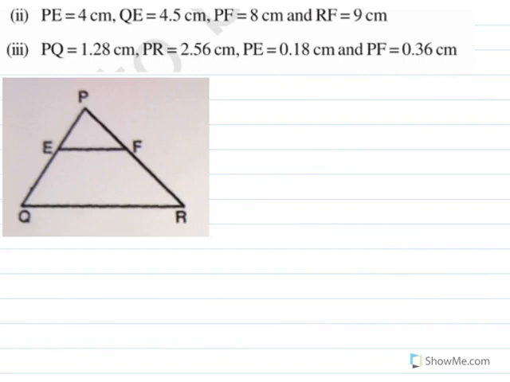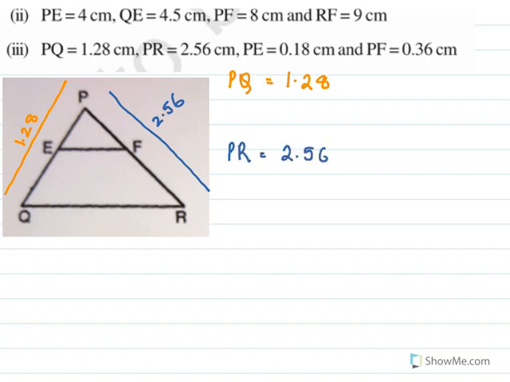PQ is 1.28. So just write here, PQ is 1.28. Now remember, they have given us the entire length is 1.28. PR is 2.56. So I'll just write this. This is the full PR is 2.56. So right here PR is 2.56 centimeter. This also is centimeter. Now PE is 0.18. So this is PE. Let's put it a little thicker. And PE is 0.18.